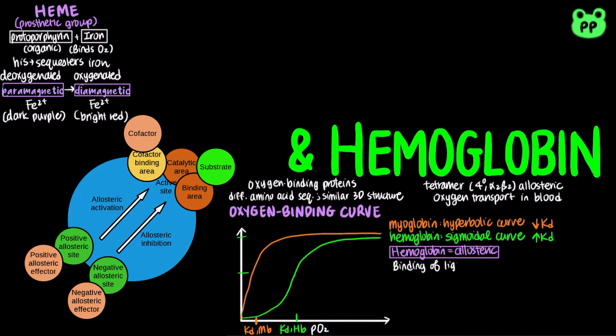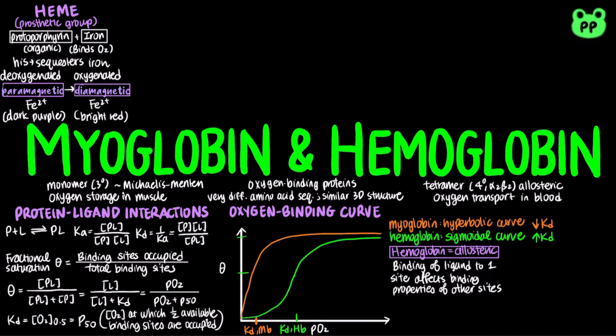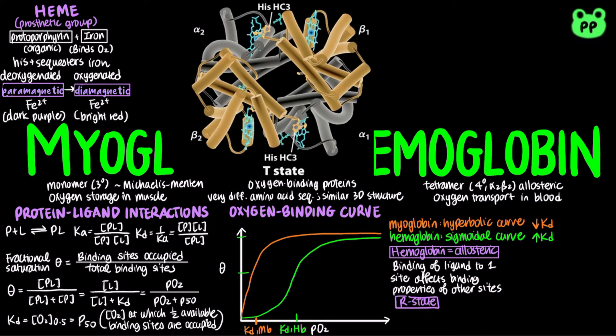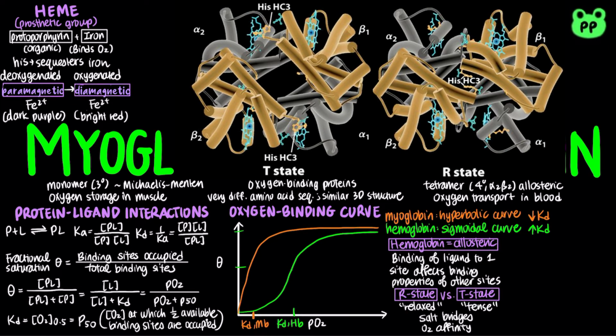For an allosteric protein, the binding of a ligand to one site affects the binding properties of other sites of the same protein. Each of the 4 subunits of hemoglobin exhibits 2 distinct conformations, the T state and the R state. When oxygen is absent, the T state, which stands for tense state, is stabilized by salt bridges and has low affinity to oxygen. The binding of oxygen disrupts the salt bridges and triggers a change in conformation to the R state, which stands for relaxed state and has high affinity to oxygen.